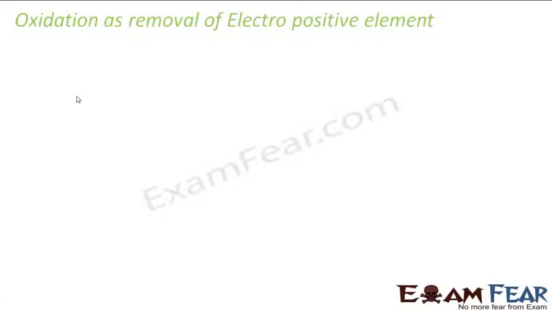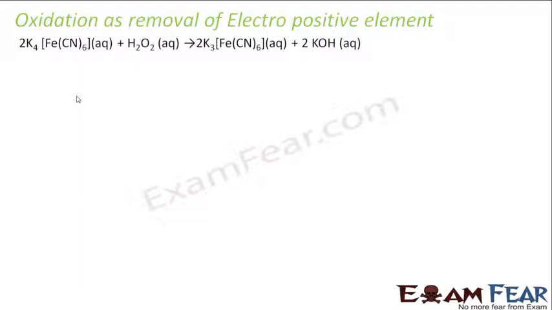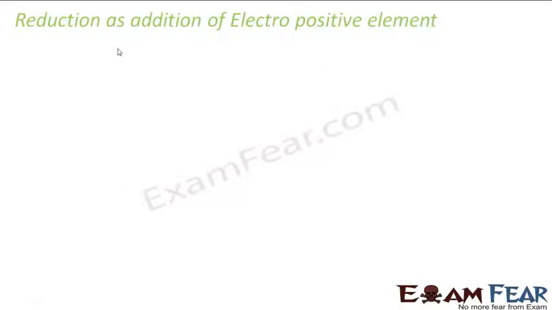And then the new definition, as I told, was removal of electropositive element. If you see this reaction, the electropositive element is potassium. One potassium got removed, so K4 became K3, right? This is one example of the definition which says that oxidation can also be removal of electropositive element, correct? Similarly for reduction, they had this process.